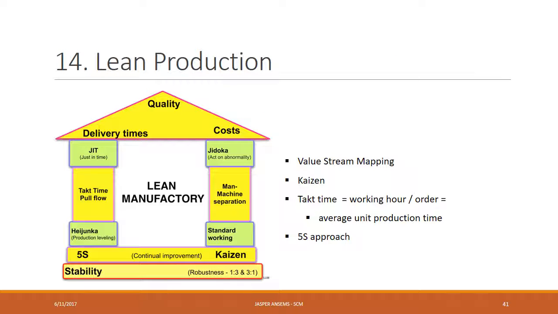So chapter 14 is the lean production. You can see here a lean manufacturing, which is all evolved around the quality, and the quality is divided in delivery times and cost. So we're going to tell something about a couple of things from lean manufacturing. First up is the value stream mapping. We're going to discuss Kaizen. The takt time is the working hours divided by an order, so average unit production time, and also the 5S approach.